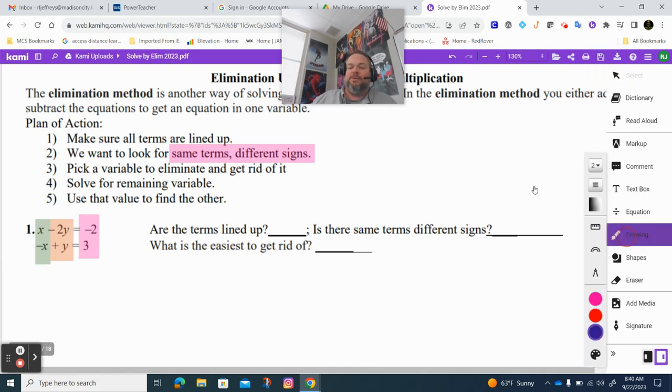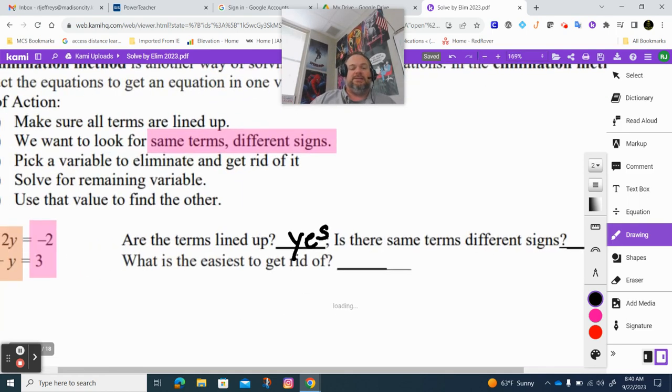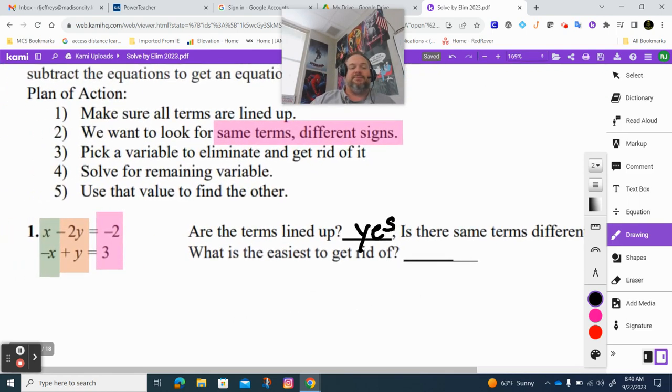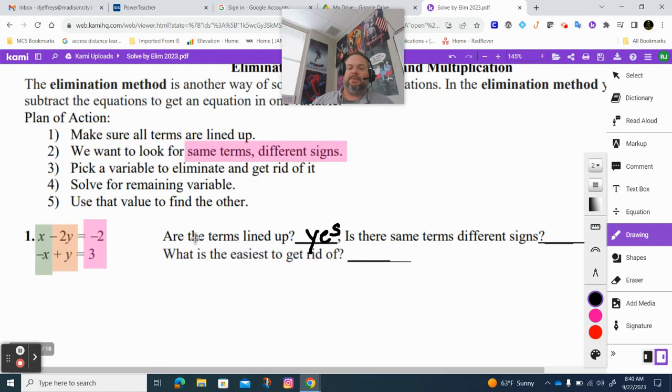All right. So, are all the variables lined up? Yes. Is there same terms, different signs? If we're looking at this, do we have same terms, different signs in these two columns, the orange and the green? Yeah, we do. So this is also a yes. What is the easiest to get rid of? And this would be our x variable. Our x variable is the easiest to get rid of.